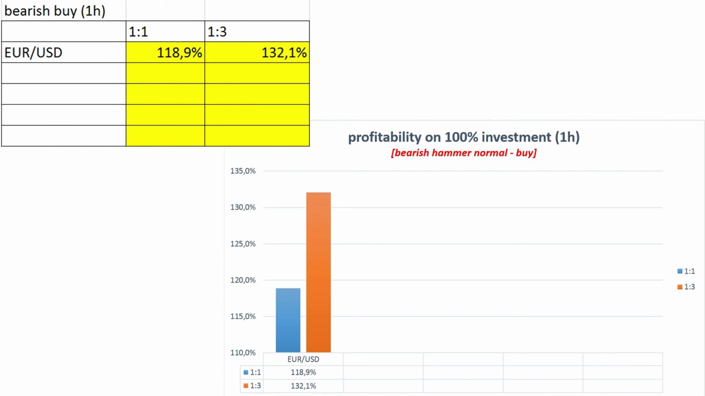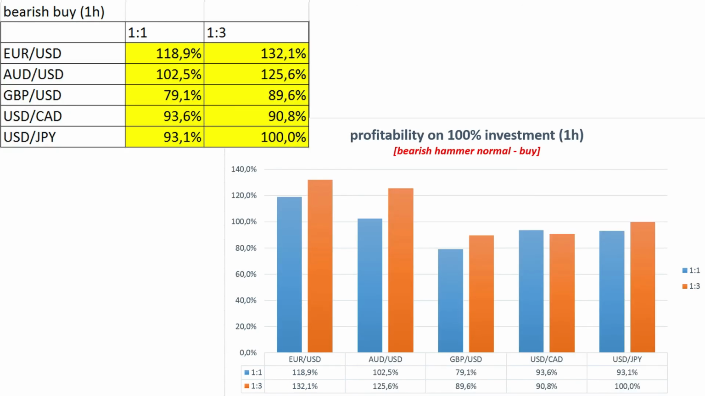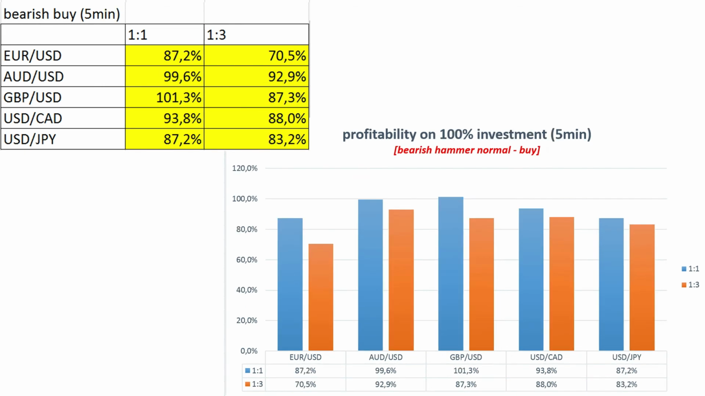What about other major pairs? Well, let's take a look. From all pairs, EUR/USD is the winner. Beside 1 hour time frame, I also tested 5 minutes. And here is AUD/USD with the best result, although by a tiny bit. As you saw, EUR/USD and AUD/USD had the best results, so I took them for a deeper test.